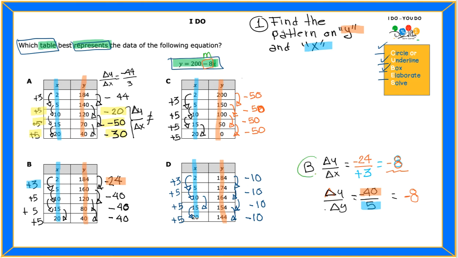So looks like for B, the m is always -8. So this might be your answer. Do we have to check the other ones? Of course. Now let's check C.